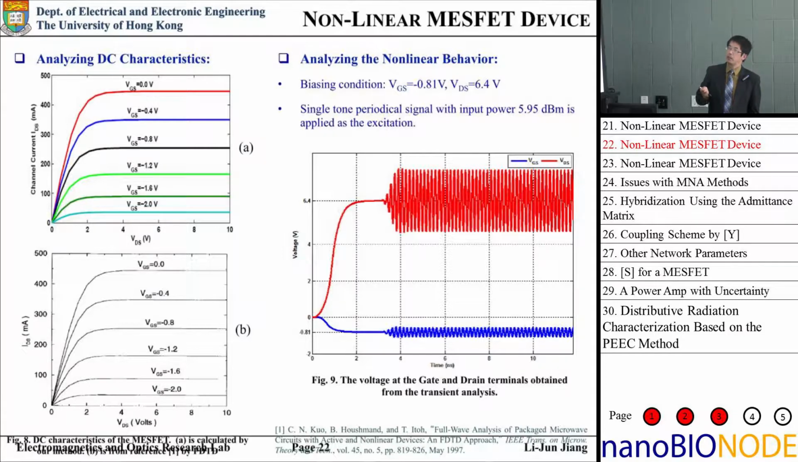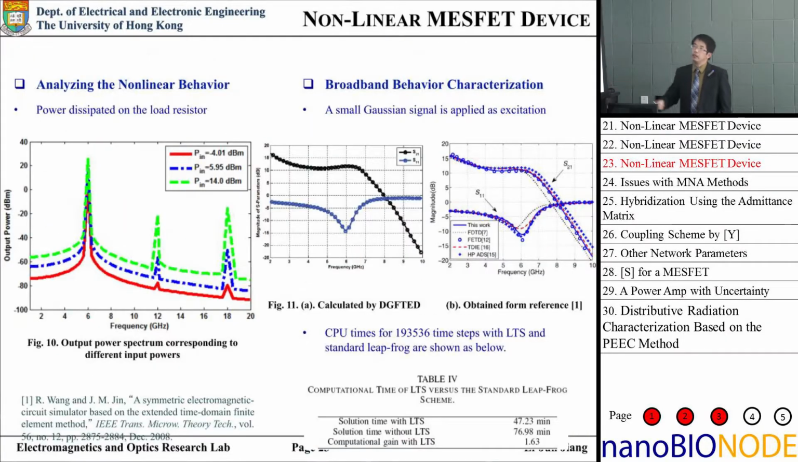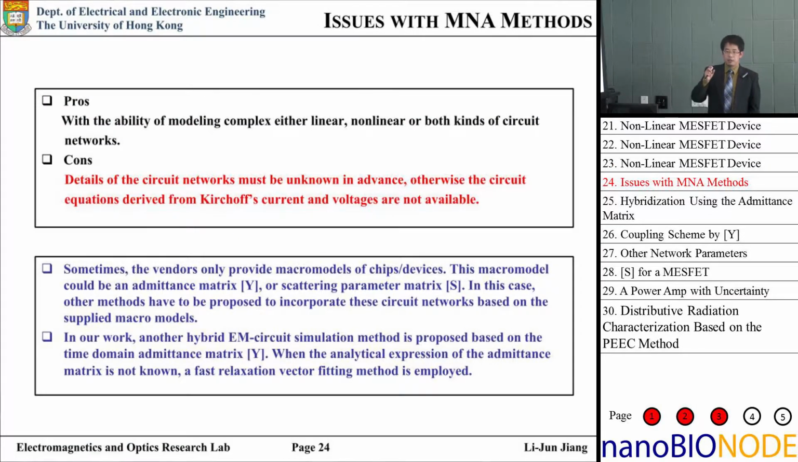Then this is transient simulation, and when you change the input signal power, you will see the harmonics, the second and third harmonics, spiking up quickly. So this agrees with some references, including Professor Jin's references.